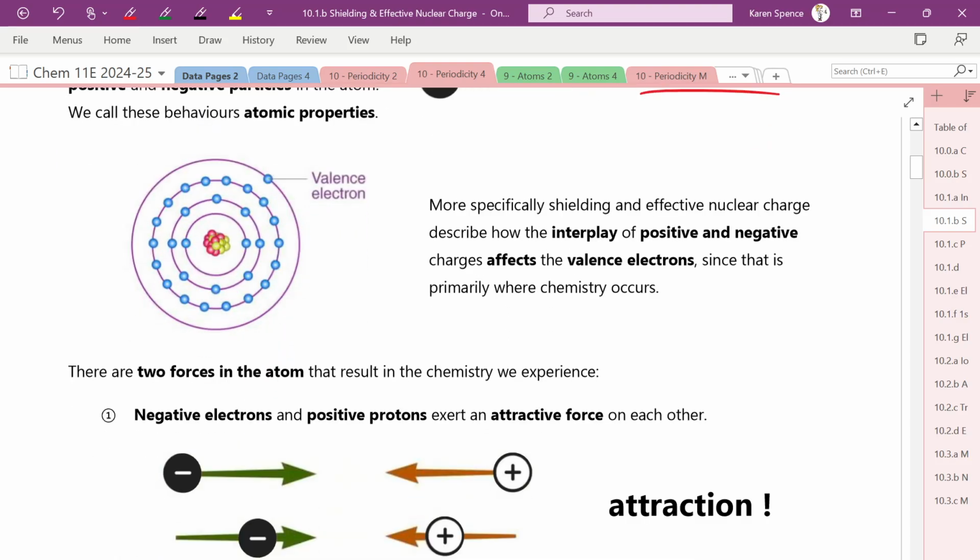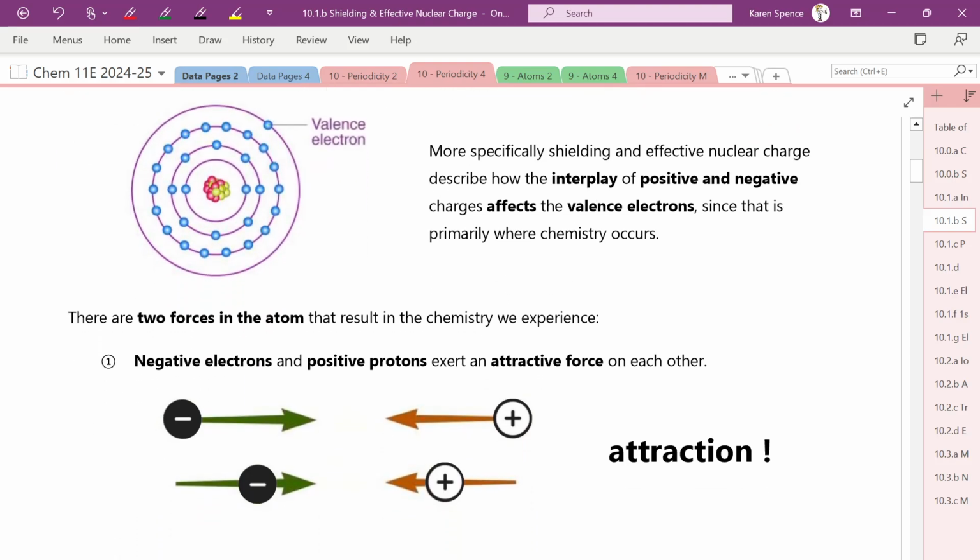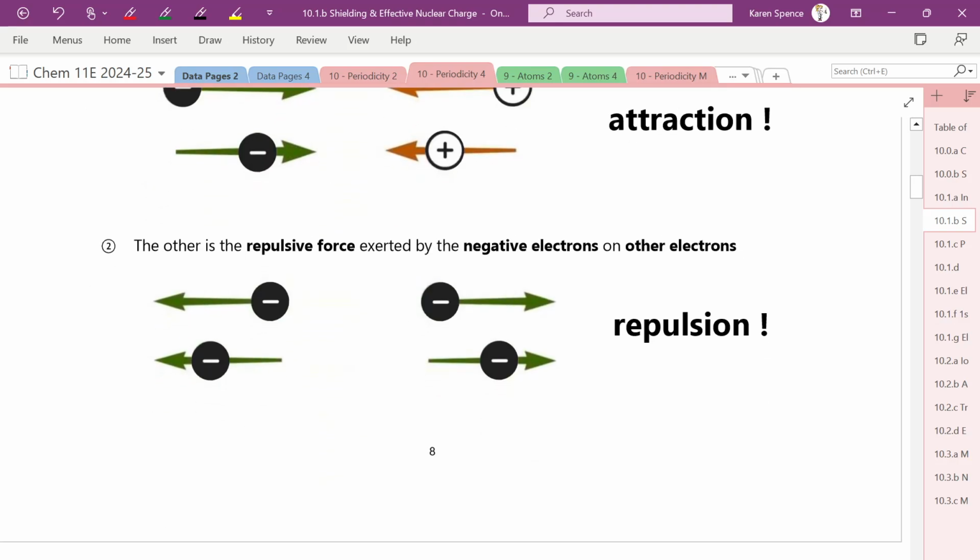So basically you need to know that negative electrons attract the positive protons, so they move closer together, and negative electrons repel other negative electrons. So there is repulsion. So we have attraction and we have repulsion.